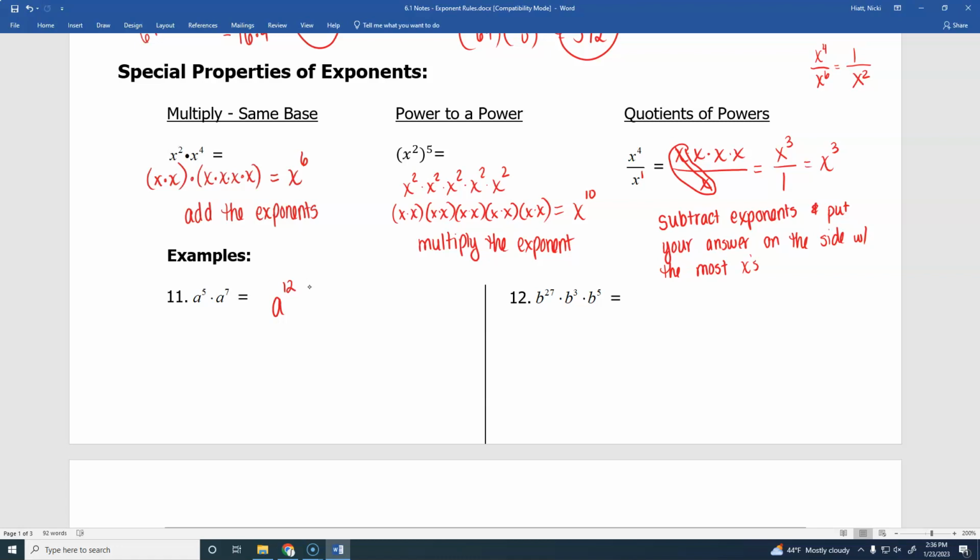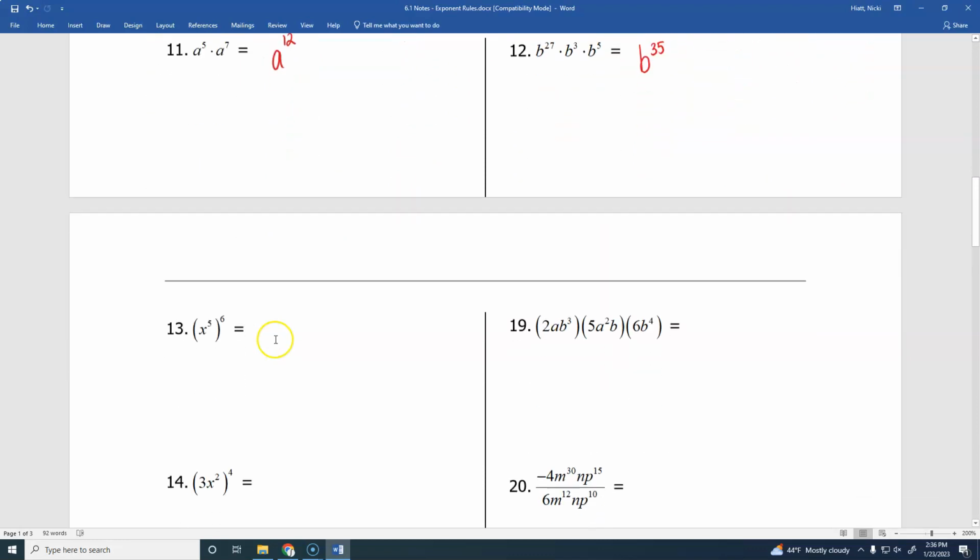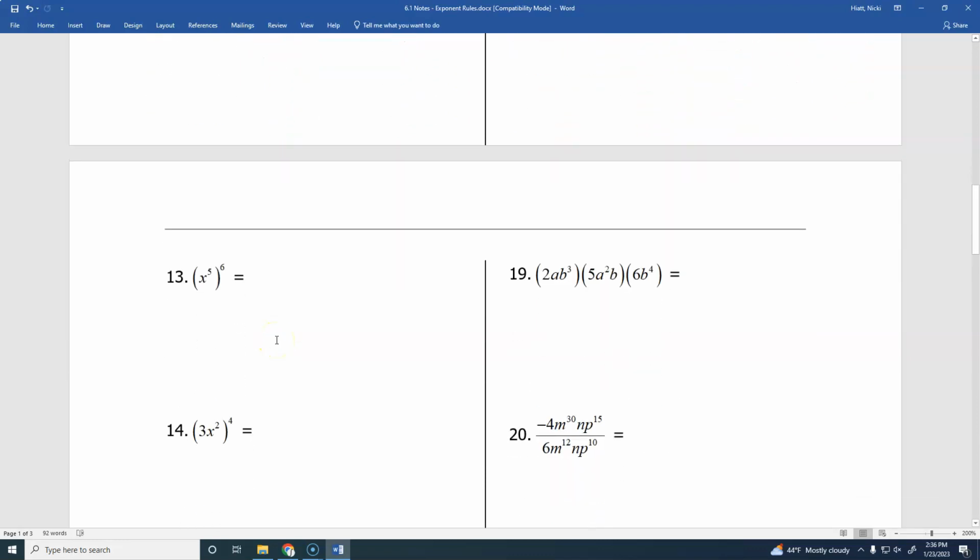Okay? Who can help me with 12? All right, Savannah. B to the 35th. We're doing 27 plus 3 plus 5. Okay. All right. Okay. 13's different. Who can help me on that one? All right. Aiden, what have you got? X to the 30th. Very good. We multiply those exponents together.